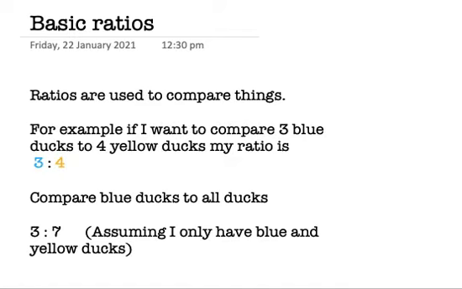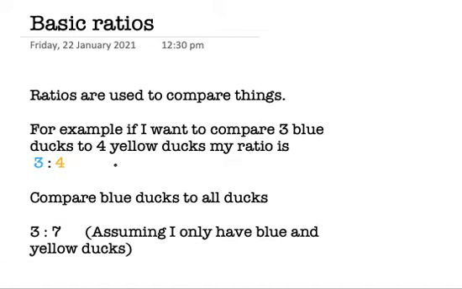In this video, I'm just going to show you some basics of ratios. So first off, ratios are a way that we can compare things. So for example, if I wanted to compare how many blue ducks I have compared to yellow ducks, and I have 3 blue and 4 yellow, I'd say my ratio of blue to yellow ducks is 3 to 4. So that's 3 blue ducks to 4 yellow ducks.